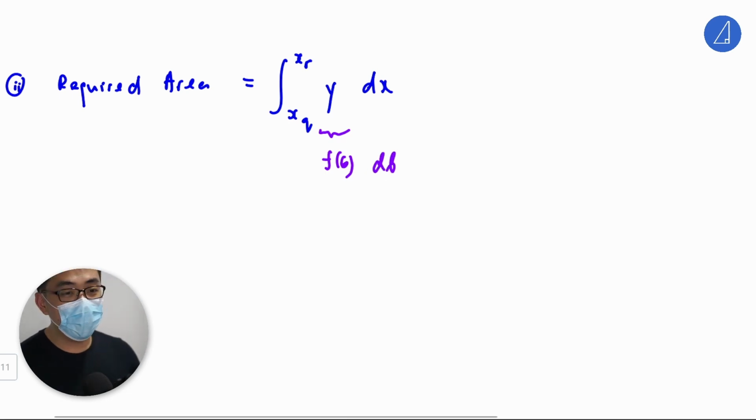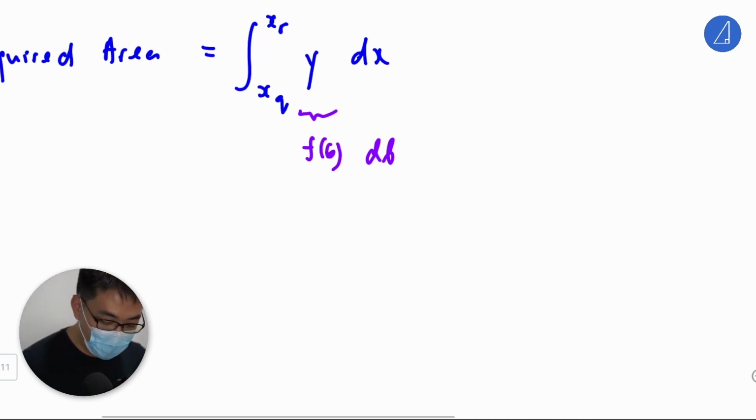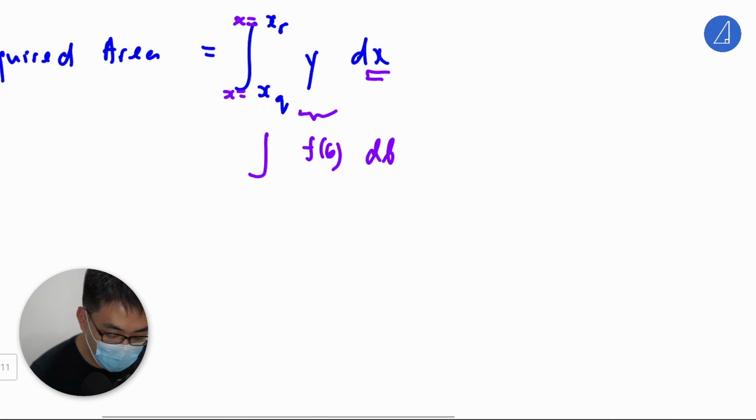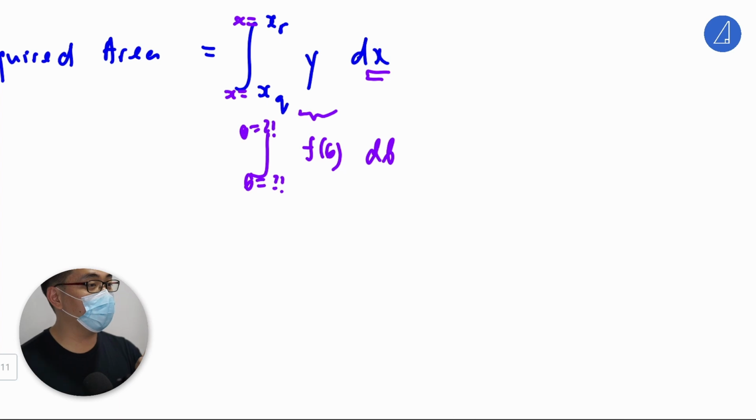Now every year, millions of marks students will lose it at this juncture. This juncture is very important. Remember this: this is dx, this is x, all these are x values. So when you change your definite integral, remember to change the limits to the parameter. Every year students die here. Just make sure you change to in terms of theta.